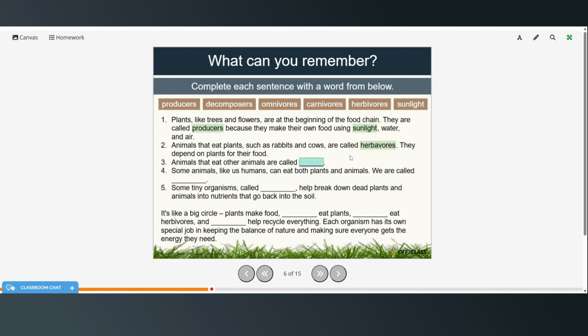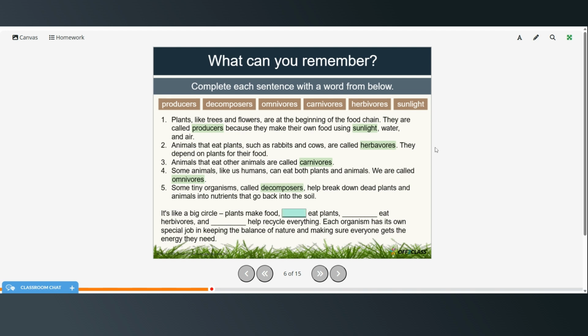Animals that eat other animals are called carnivores. Some animals, like us humans, can eat both plants and animals. We are called omnivores. Some tiny organisms, called decomposers, help break down dead plants and animals into nutrients that go back into the soil. It's like a big circle.